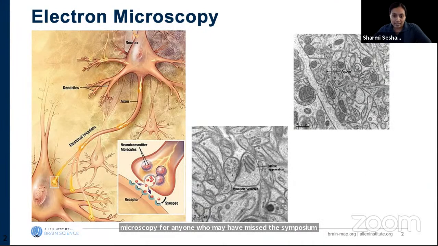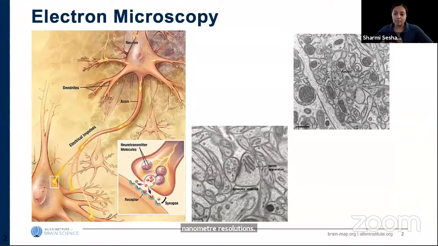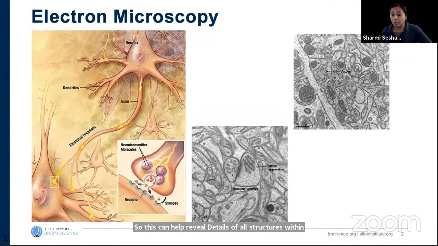The MICrONS dataset that we're presenting contains data obtained mainly with electron microscopy, which is a modality capable of imaging tissue volumes at nanometer resolutions. This can help reveal details of all structures within a tissue that are not really possible with many other modalities. For example, you can see the details of the axons in the mouse cortex, and synapses and spines and organelles all packed in with all other structures.